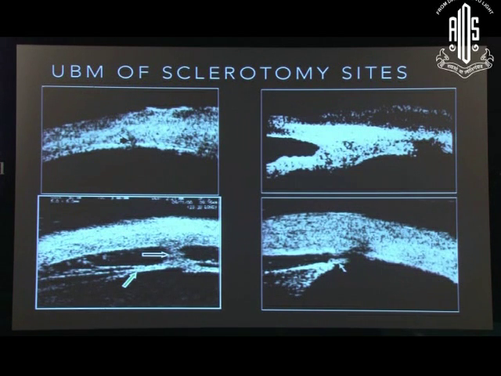Finally, UBM of the sclerotomy sites. The sclerotomy is notorious for causing postoperative vitreous hemorrhage, and studying the sclerotomies with UBM can help us sometimes tell what was the cause for vitreous hemorrhage in a diabetic.